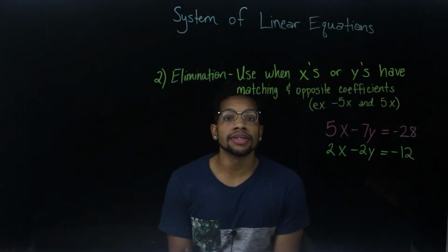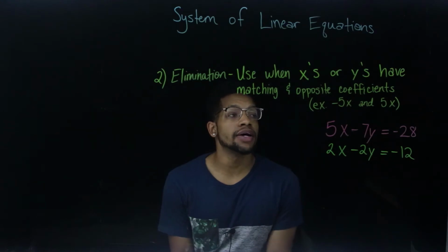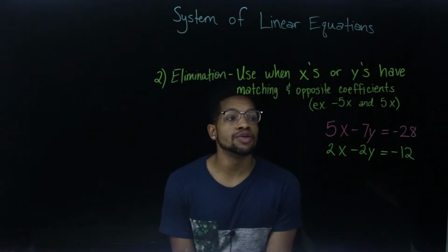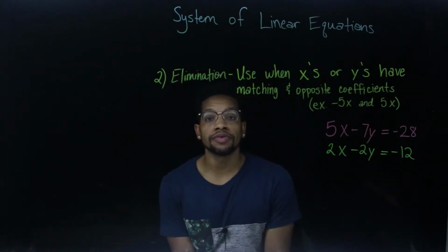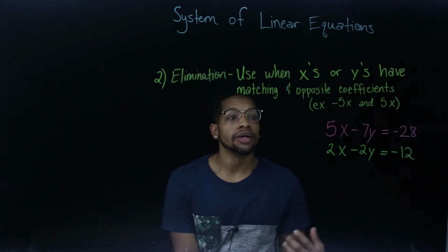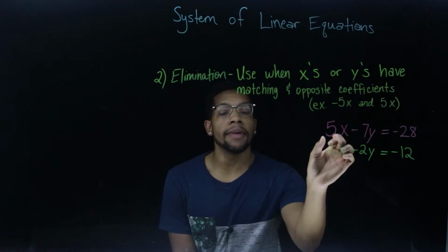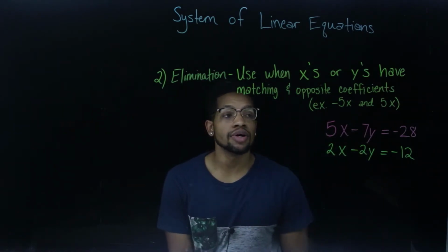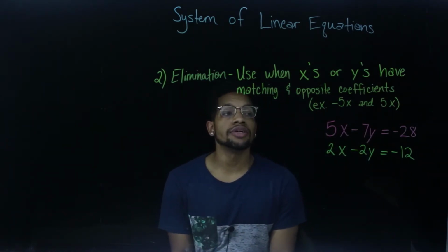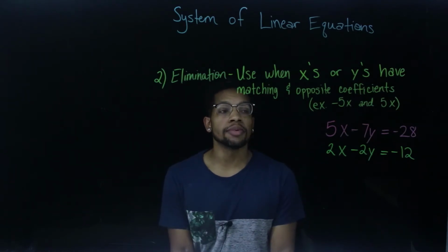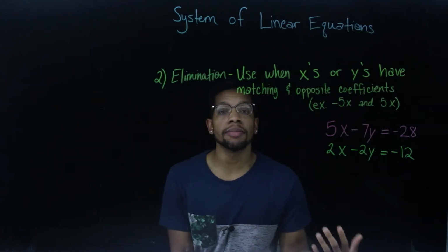All right, so in this next example, we've got 5x minus 7y equals -28 and 2x minus 2y equals -12. Now, if you look, this is a good candidate for elimination, but you notice we don't have matching coefficients like in the last example. These ones are a little bit trickier because you've got to finesse the problem and force the coefficients to match up.